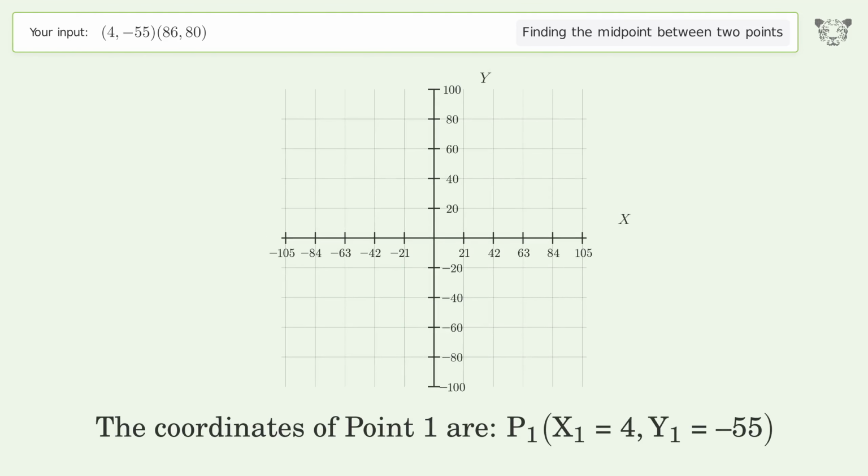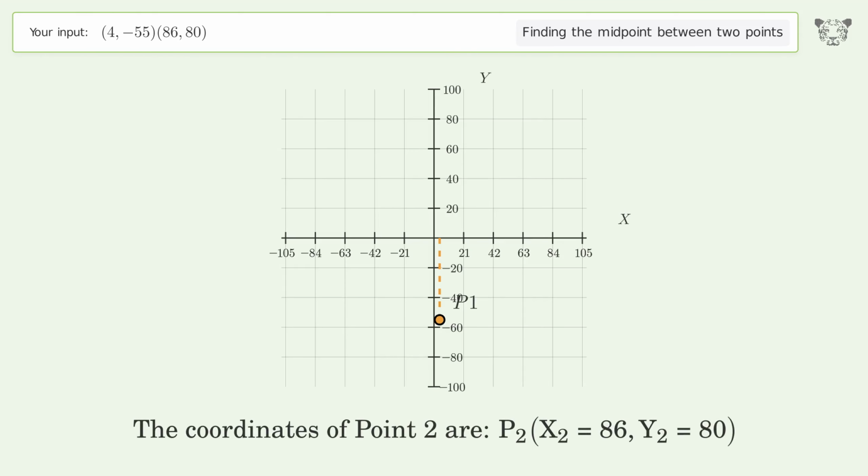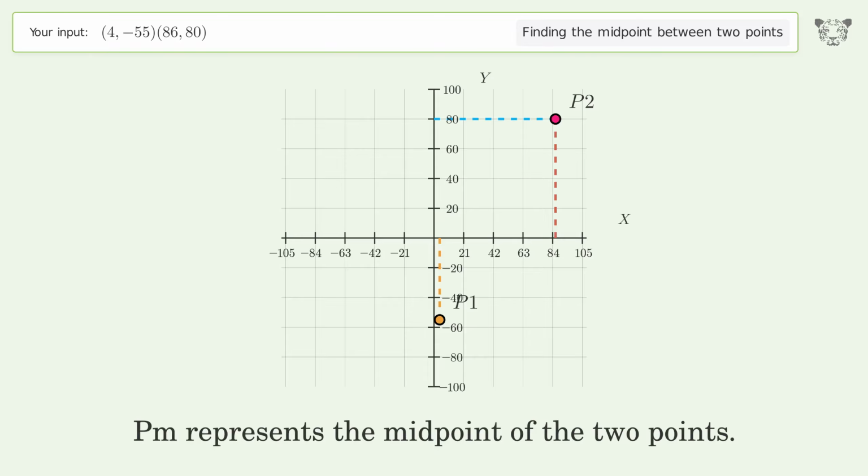The coordinates of point 1 are x1 equals 4, y1 equals negative 55. The coordinates of point 2 are x2 equals 86, y2 equals 80. PM represents the midpoint of the 2 points.